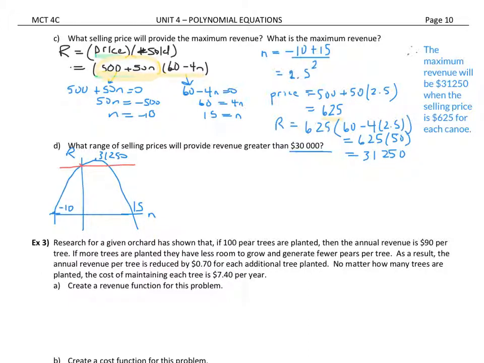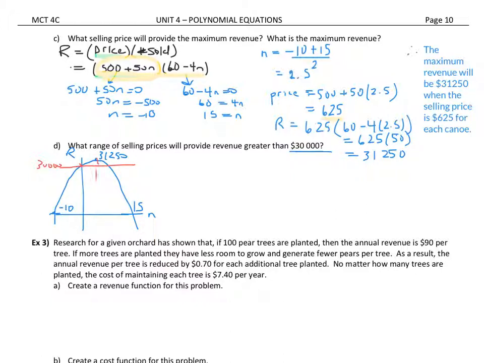We've got a couple of options here. We could sub in $30,000 for our revenue and solve that equation for the values of n. That would give our $30,000.